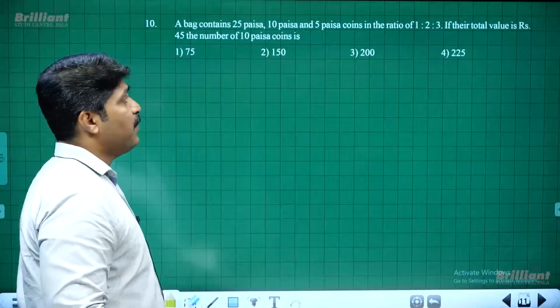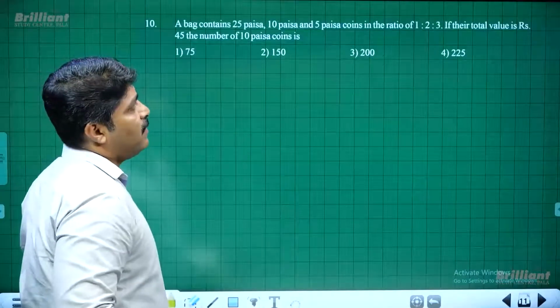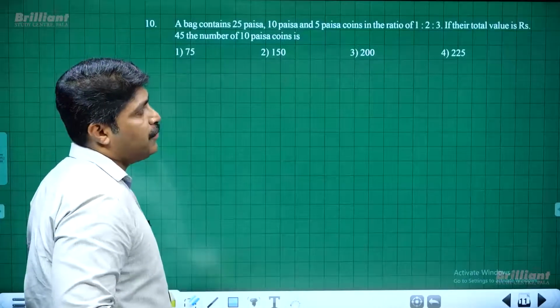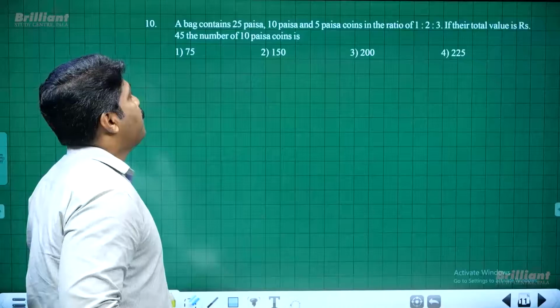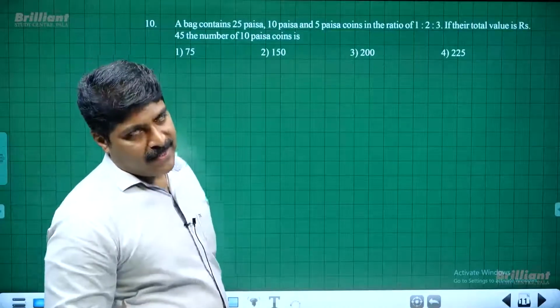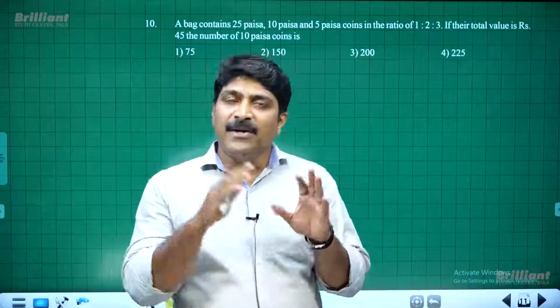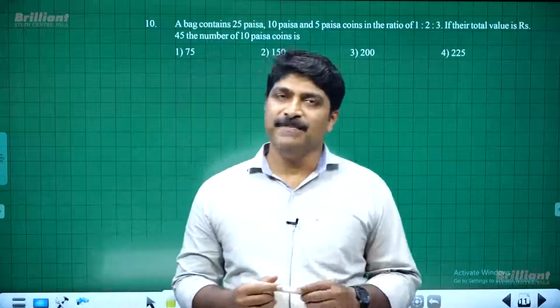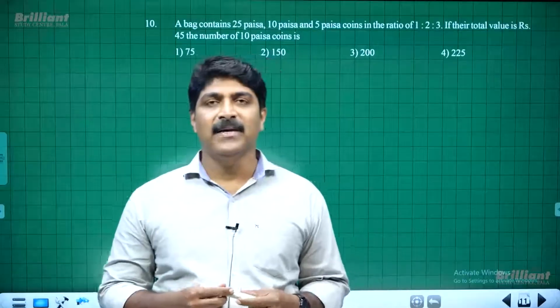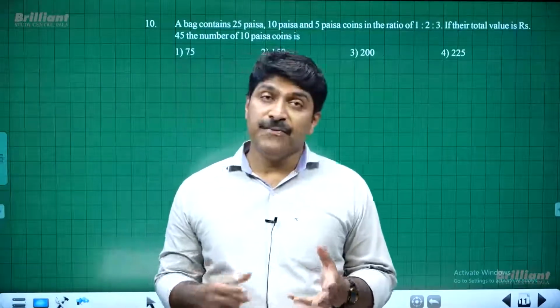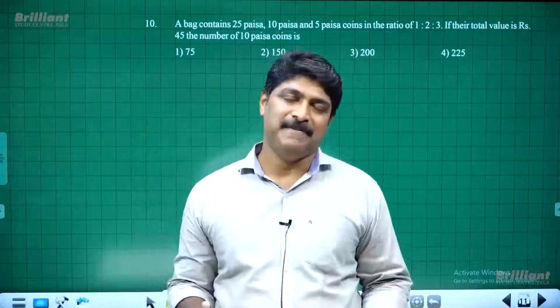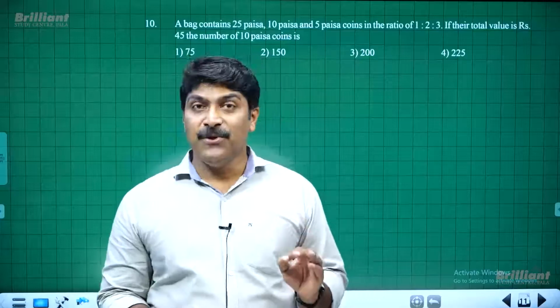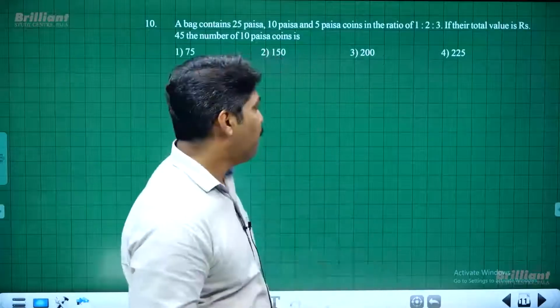A bag contains 25 paise, 10 paise and 50 paise coins in the ratio of 1:2:3. If the total value is ₹45, find the number of 10 paise coins. It's a normal ratio application question. Here you have to learn the idea. We have the ratio of the number of coins, and we have to convert it into the ratio of amounts. Based on that ratio, we can get the answer to this kind of question.